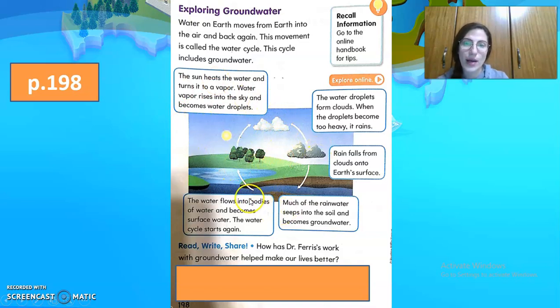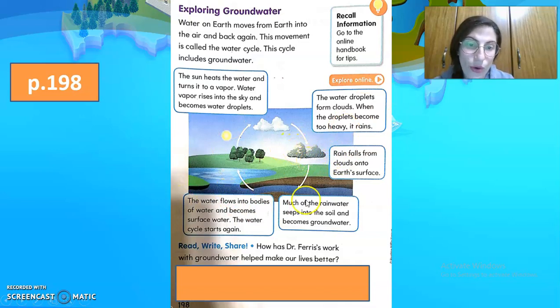Clear? So this is a pattern. Each time, every time, the sun heats the water, turns it into water vapor. The water vapor rises into the sky and becomes water droplets. The water droplets come next to each other and form a cloud. Then, when the cloud or when the droplets are too heavy, the cloud starts what? Excellent. The cloud starts to rain. Okay. So when the cloud is too heavy, it starts to rain.